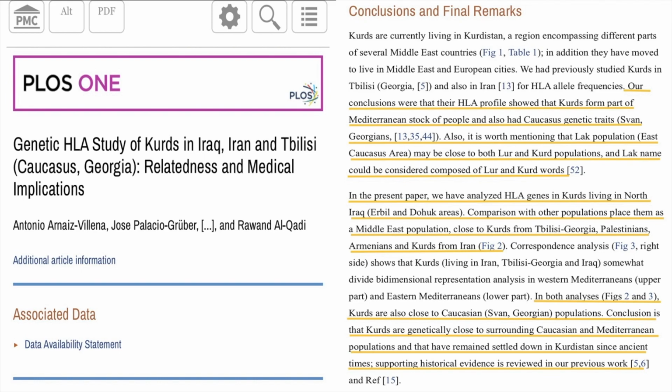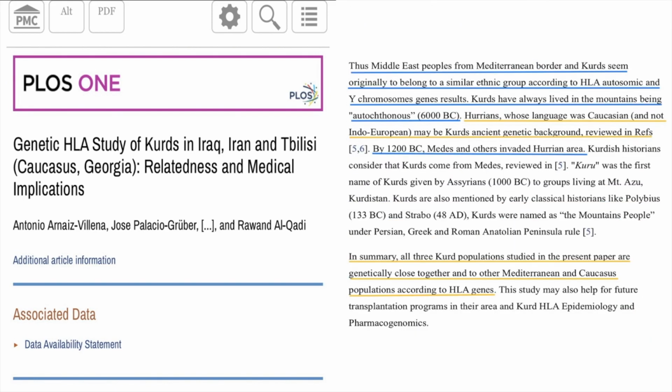And that makes sense from what we know about the Kurds being likely descendants of Hurrians. We're going to read what's in yellow. Hurrians, whose language is close and not Indo-European, may be Kurds' ancient genetic background. So again, Kurds are another good example of who the Hurrians' descendants would be, left behind in the Near East. And we know who the Kurds are related to as well.